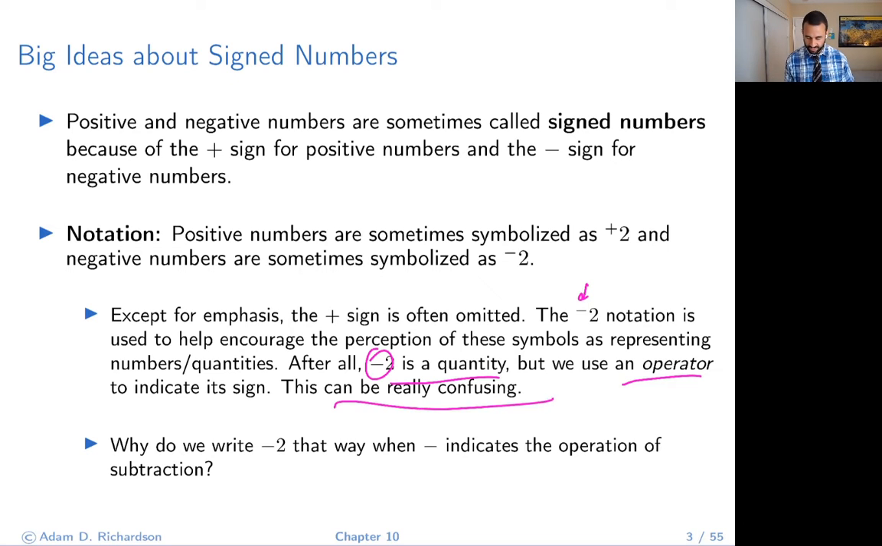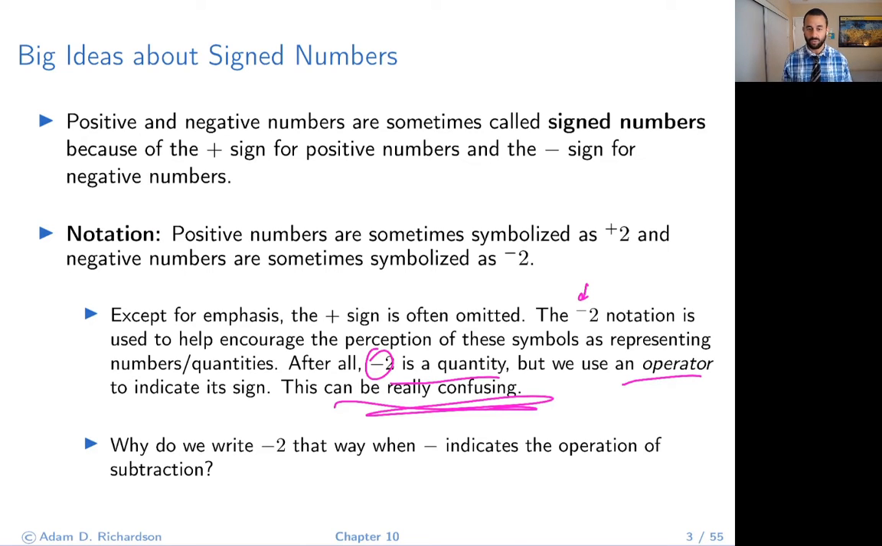So that can actually be really confusing to students because we're trying to emphasize what these operators are and we're trying to emphasize what these numbers are. And now suddenly you're saying that a number just has an operator attached to it. And so it's like, what's going on? Too many things trying to stick together. So we have to be careful that they don't knit those things together.